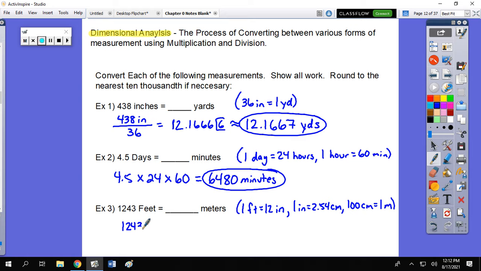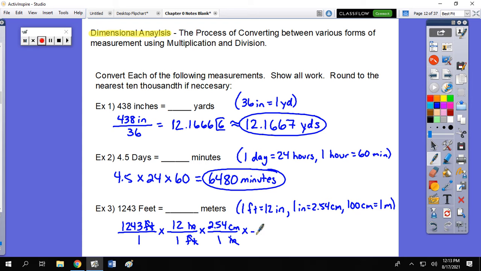What we're going to do is write our measurement, 1,243 feet, over 1. When we convert that into inches, we're going to set up a fraction so that feet will cancel out of the equation. This measurement would now be in inches. We're then going to do that again to convert from inches into centimeters. There are 2.54 centimeters in 1 inch. That will cancel out inches.